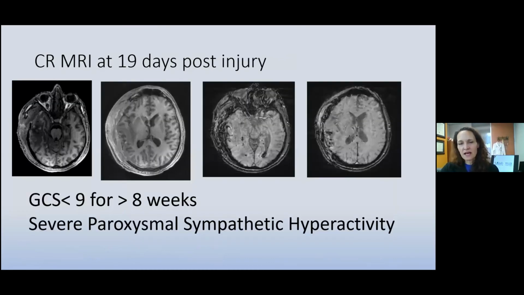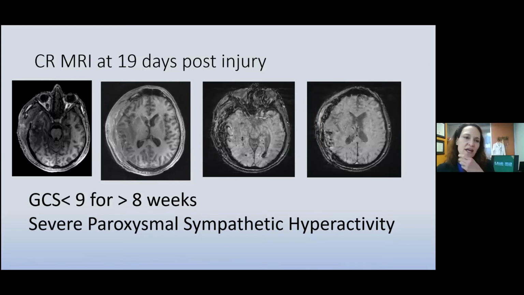And at almost 3 weeks post-injury, he had this MRI. And at this point, at 3 weeks, actually, even through 8 weeks, he had a pretty bad exam. He was definitely comatose the whole time, and he had really, really severe storming, paroxysmal sympathetic hyperactivity with tachycardia, sweating, increased tone. He looked terrible, and he would posture during this. Really, really looked bad for a long time.